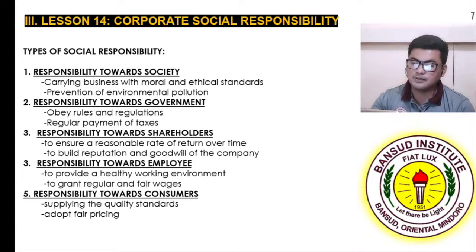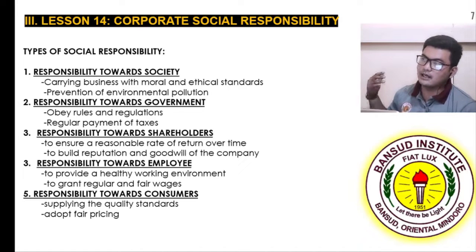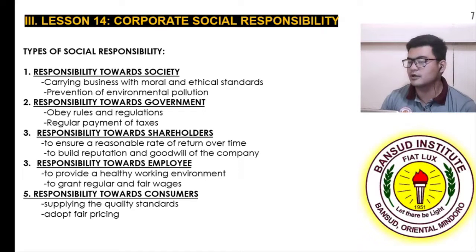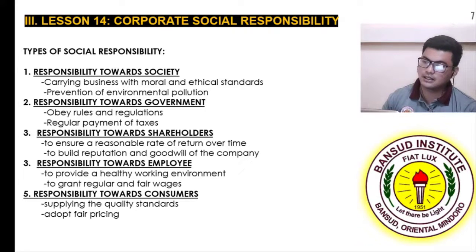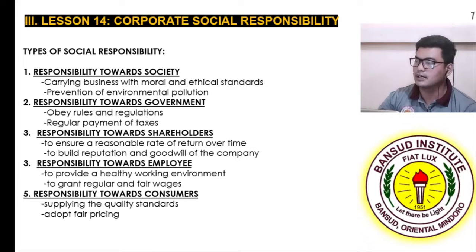Alright, there are types of social responsibility. Number 1 is responsibility towards society. Carrying on business with moral and ethical standards, prevention of environmental pollution. Okay? So, kaya nga, meron tayong mga permits before you operate as a company or as a business or enterprise. May mga permits na kailangan to maintain the order and cleanliness of the society. Meron tayong mga sanitary permit, mga bagay na kailangan ma-comply din ng mga business sector para ma-prevent natin yung environmental destruction and pollution. Also, their responsibility towards the government: to obey rules and regular payment of taxes.